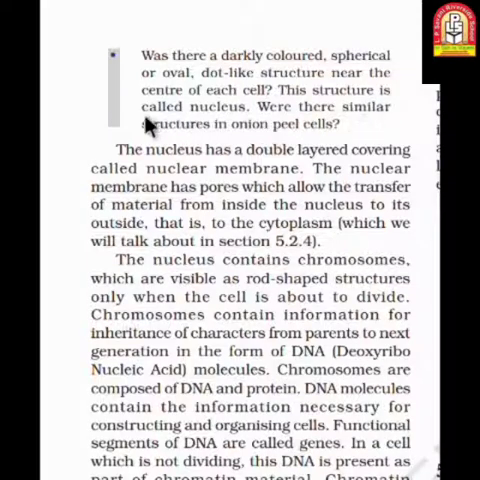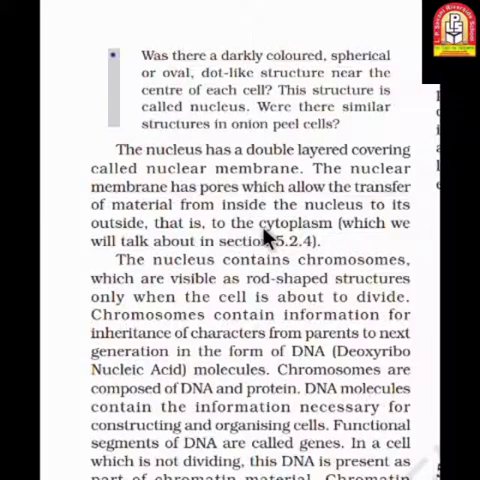Was there a similar structure in onion peel cells? Yes, each and every cell will have a nucleus, whether it is of an animal or of a plant. The nucleus has a double-layered covering called the nuclear membrane. The nuclear membrane has pores which allow the transfer of material from inside the nucleus to its outside, that is, the cytoplasm. You have seen in the earlier ninth standard that there is a process of diffusion and osmosis inside the cell by which air and water molecules get transported inside and outside the cell.